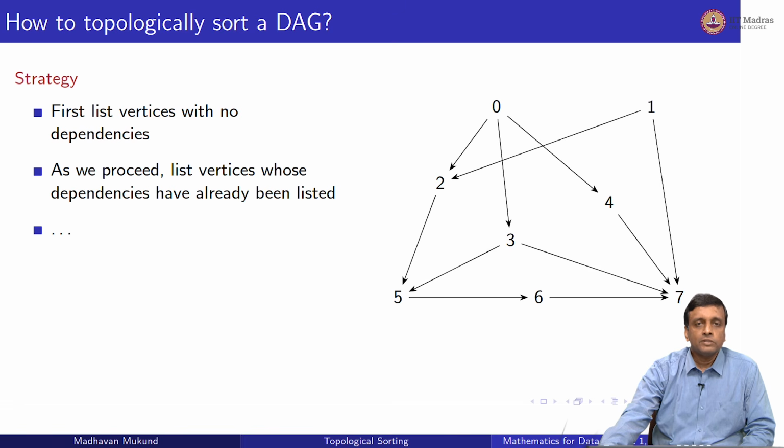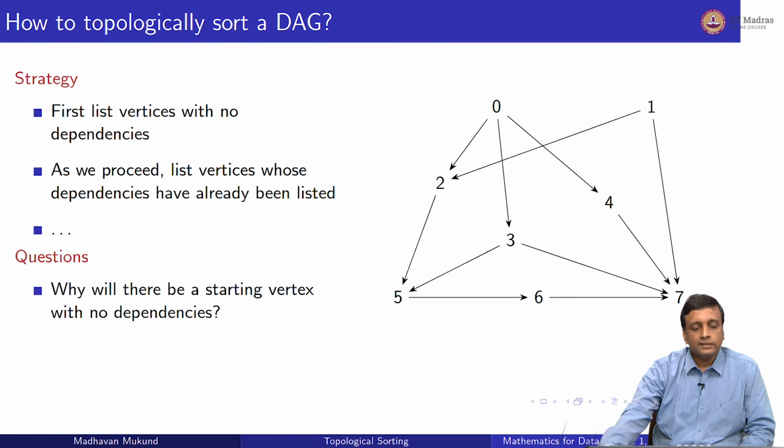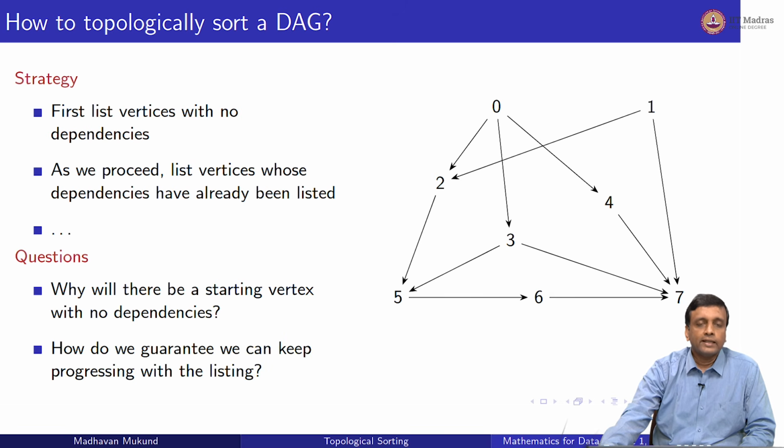So then vertices which do have dependencies, eventually all the dependencies have already been listed and then I can list them. So in order to apply the strategy, we need to of course guarantee that there will be a starting vertex with no dependencies. Otherwise there's no way we can start. And then we also have to guarantee that eventually every vertex which has dependencies will find all those dependencies listed out, right?